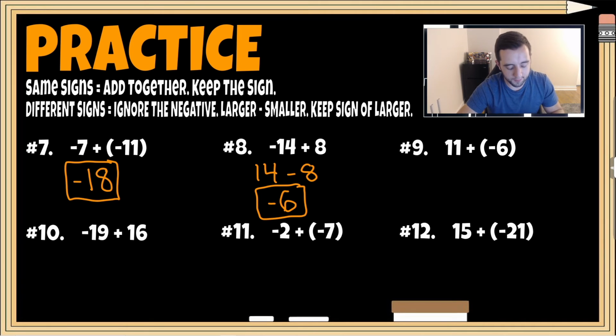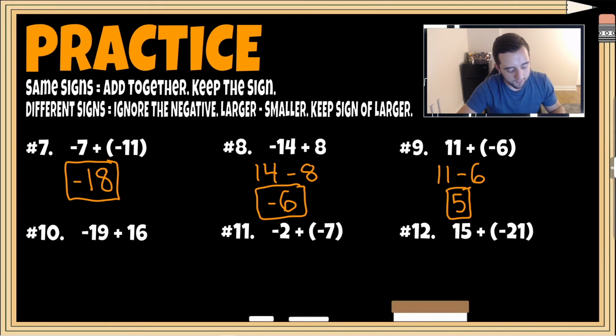For number 9, different signs again. So ignore your negative. Which one's larger, 11 or 6? Well, 11 is, so larger minus smaller. 11 minus 6 is 5. And then keep the sign of the larger number. Well, 11 was positive, so my final answer needs to be positive as well.